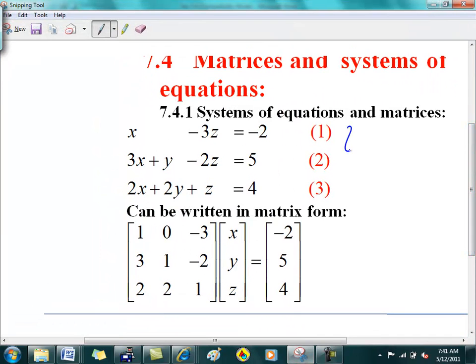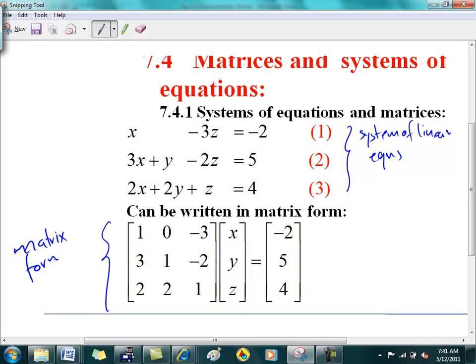So right here is a system of linear equations. Okay, and my claim to you is it can be written in matrix form like this. Okay, so can you copy this down and I'll go over it. Okay.